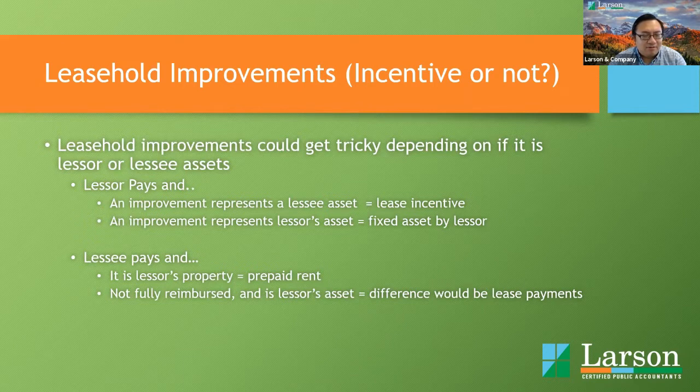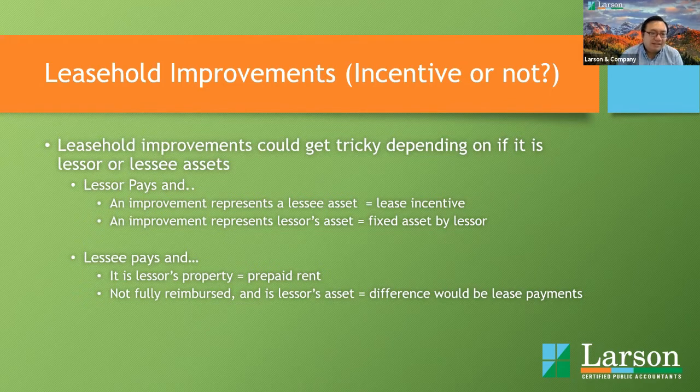So for example, if there's a leasehold improvement where the lessor is paying for it, and the improvement is adding more to the building, but at the end of the lease it's going to be the lessor's asset, then that really is a fixed asset for the lessor and not truly an incentive. Now, if there's an improvement that represents a lessee's asset that you're going to take possession of, then that will be considered a lease incentive.